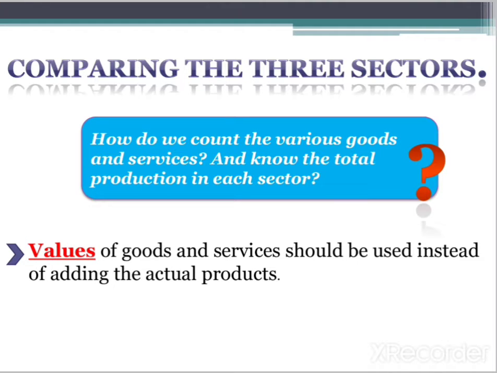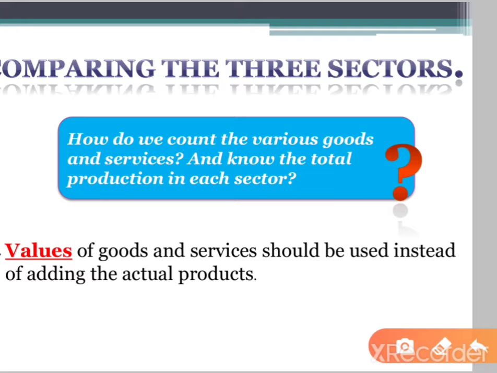So far we have learned that the various production activities in all the three sectors, primary, secondary and tertiary, produce a very large number of goods and services. So the next step is to see how much goods and services are produced and how many people are working in each sector. So your next question can be, how do we count the various goods and services and know the production in each sector?